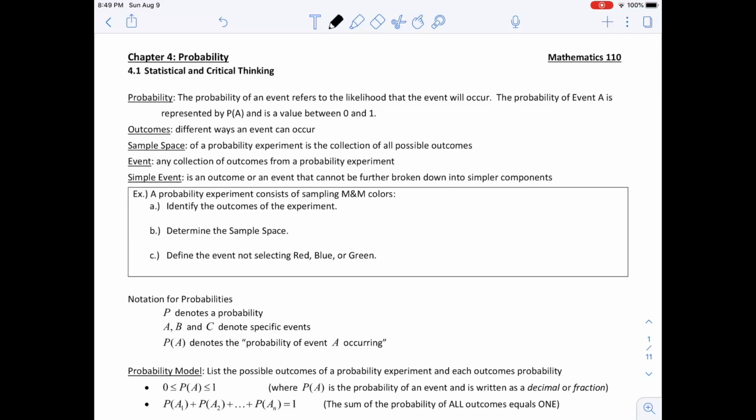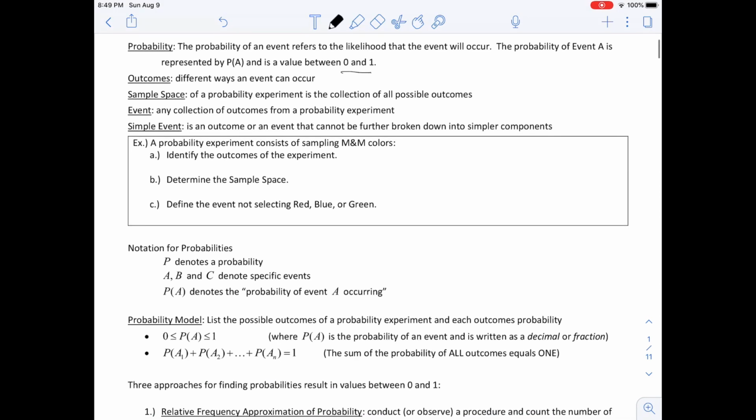We're in Chapter 4, Probability. Section 4.1 is Statistical and Critical Thinking. The first definition that we have is probability, and the probability of an event refers to the likelihood that the event will occur. The probability of event A is represented as P of A and is a value between 0 and 1. Outcomes are different ways that an event can occur.